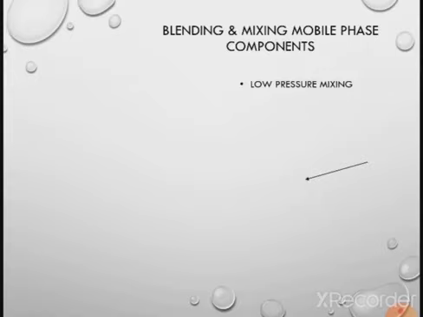These two components are injected with the help of pump A and pump B. There is an electronic control system, and these two pumps are mixing their mobile phase into a mixing chamber. So this is called high pressure mixing, as shown in the diagram.